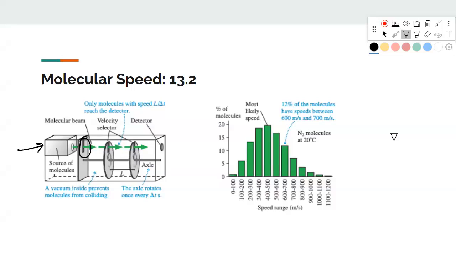So historically, that's exactly what they did. And what you find is that even for a normal temperature, so this is diatomic nitrogen at room temperature, 20 degrees Celsius, the molecules are going incredibly fast, right? You can see that the average molecular speed is around 500 meters per second or so. Meters per second to miles per hour is a factor of 2 conversion. So 500 meters per second is around 1,000 miles per hour. So insanely fast.